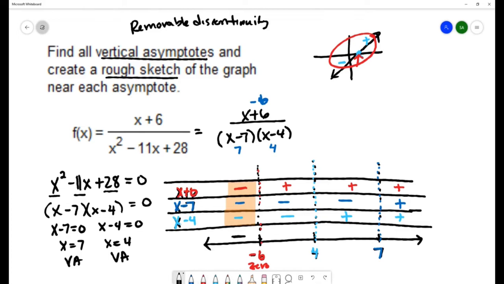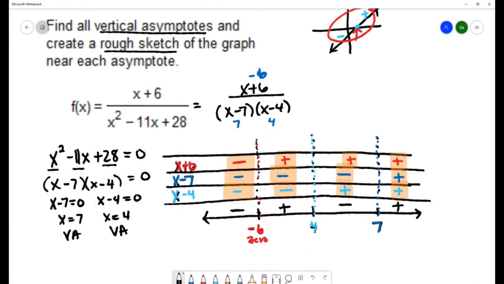We multiply these three signs together. A positive times a negative will be a positive. We're going to multiply these three signs together. A positive times a negative will be a negative. A positive times a positive will be a positive.